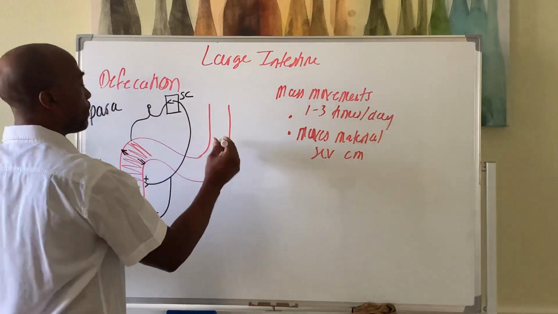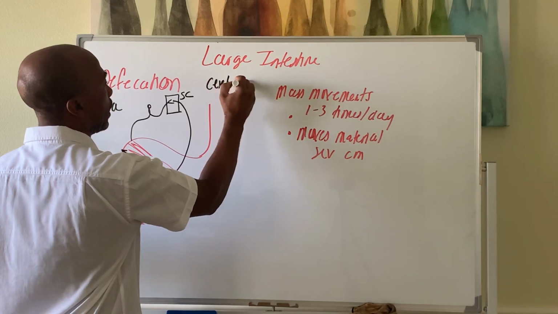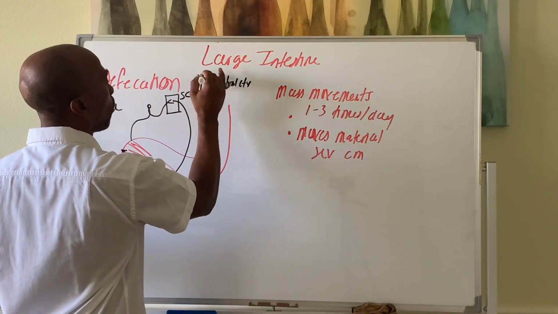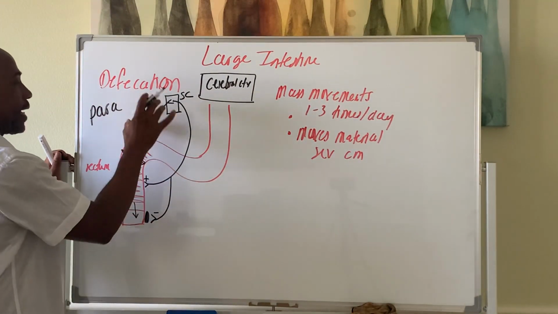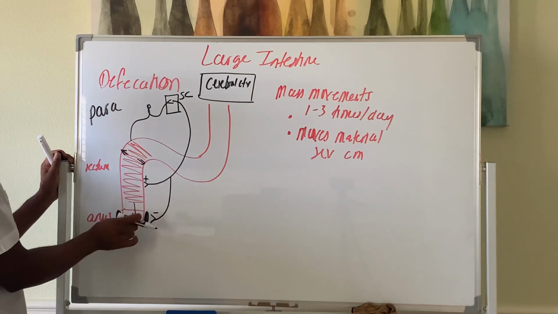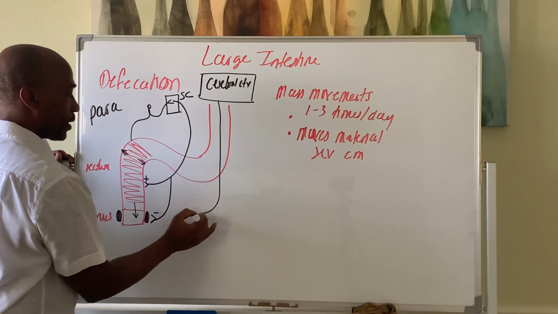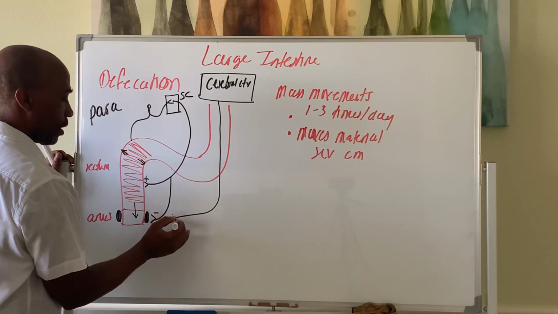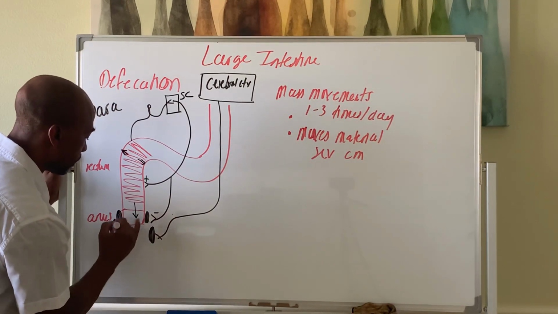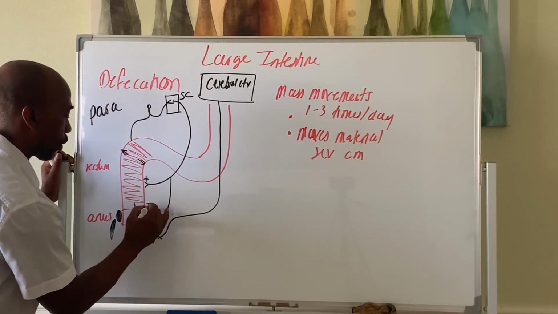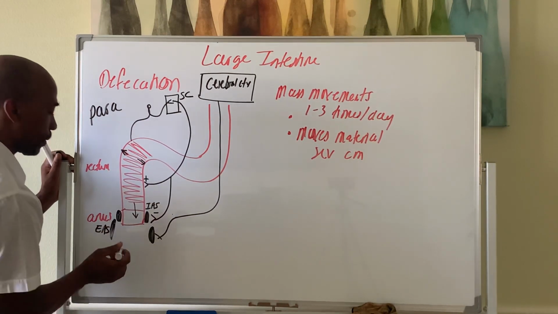Then you have as well an input from your cortex. So your cerebral cortex is what will control your voluntary defecation. So at the same time that this system is saying push down and relax, this system here will send commands to the external anal sphincter. So this one is the internal anal sphincter. This one is the external anal sphincter.